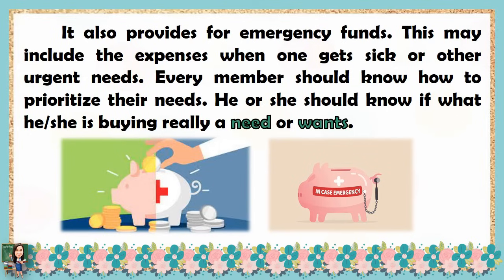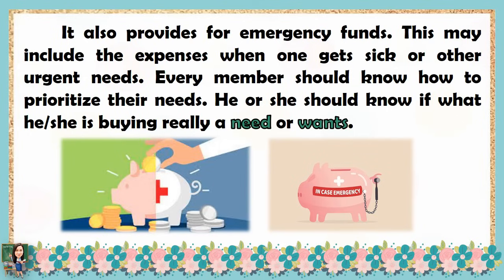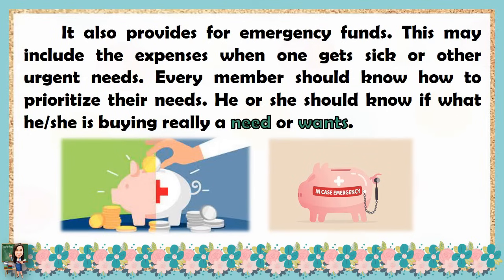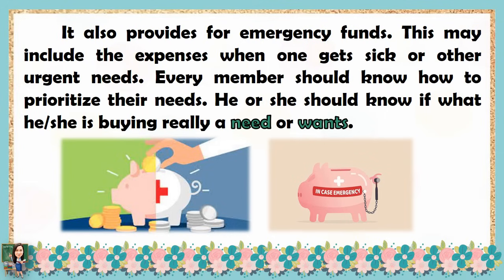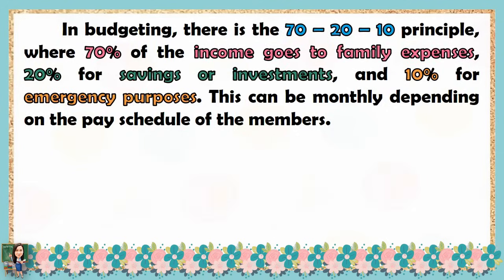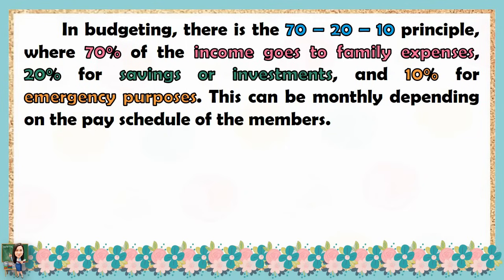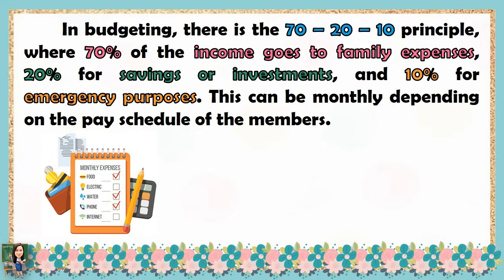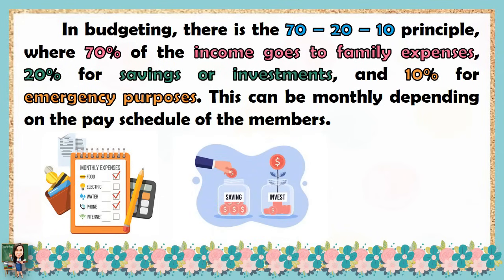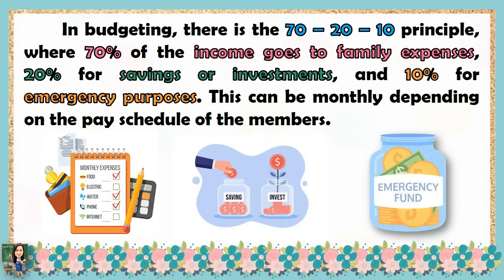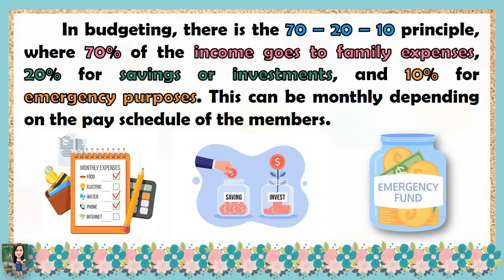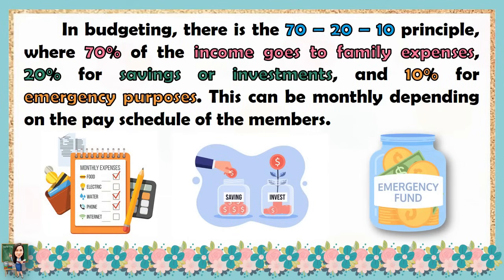Every member should know how to prioritize their needs. He or she should know if what he or she is buying is really a need or a want. In budgeting, there is the 70-20-10 principle, where 70% of the family income goes to family expenses, 20% for savings or investments, and 10% for emergency purposes. This can be monthly depending on the pay schedule of the members.